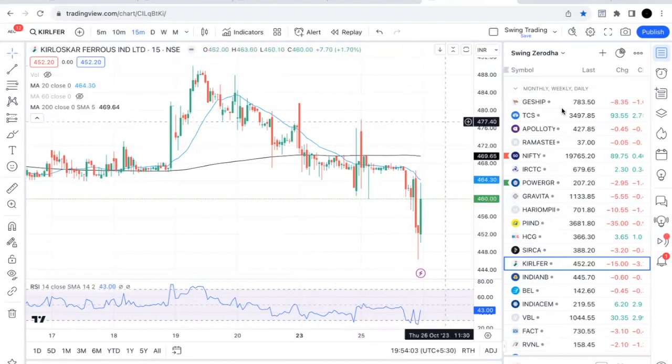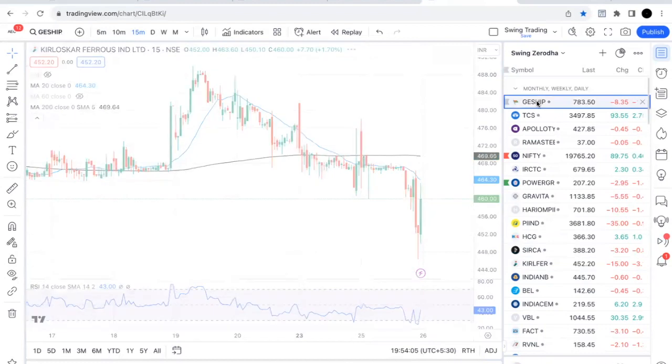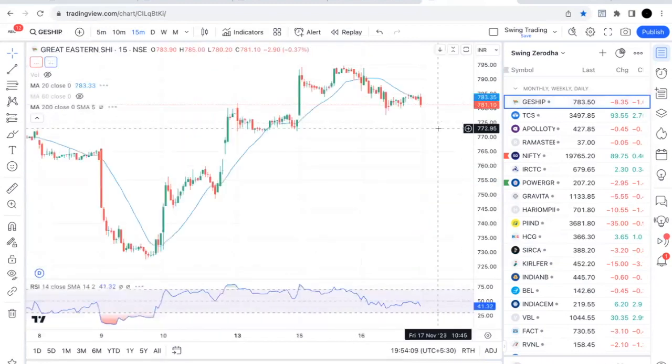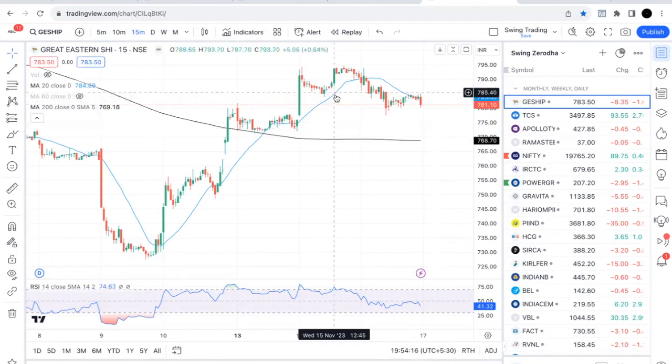Okay, so let me go to GE Shipping, the Great Eastern Shipping, and I'm on a 5-minute chart. Please note that what we have is the 20-period moving average, which I have in blue, and the 200-period moving average, which I have in black. All right.